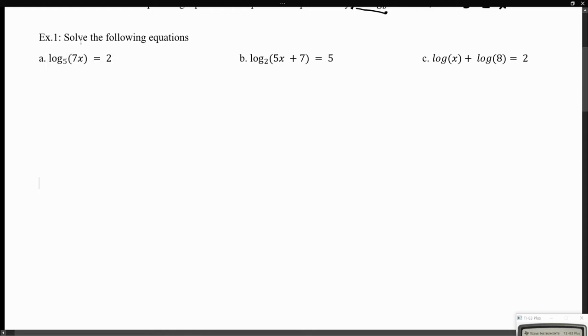Here we have a couple of examples, and let's just go one by one. So what we want to do is solve the following equations. Notice that this is a logarithm equation since there's a log involved, and the variable that we're looking for is inside the log. So how do we properly get x by itself? How do we isolate x? x is inside the log, so somehow we need to get rid of the log.